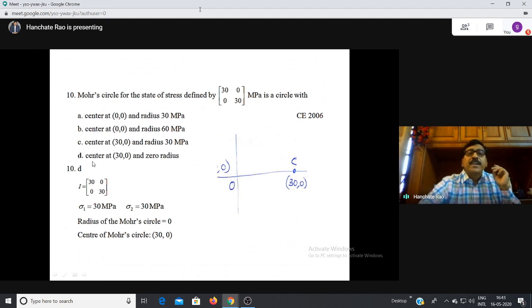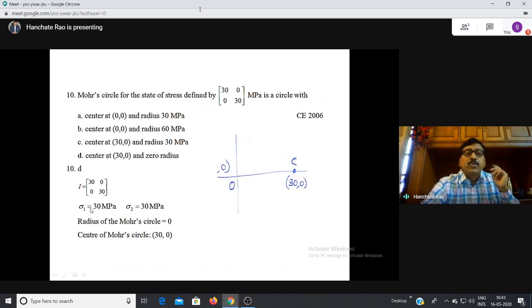Mohr circle for the state of stress defined by 30 0 0 30 MPa. So this is the state of stress. It is asking where is the center and what is the radius of the circle. First try to understand this. What is the stress defined by 30 0 0 30? These are the normal stresses. Sigma 1 is equal to 30 megapascals and sigma 2 is equal to 30 megapascals. The shear stress is 0 because it's a principal stress.